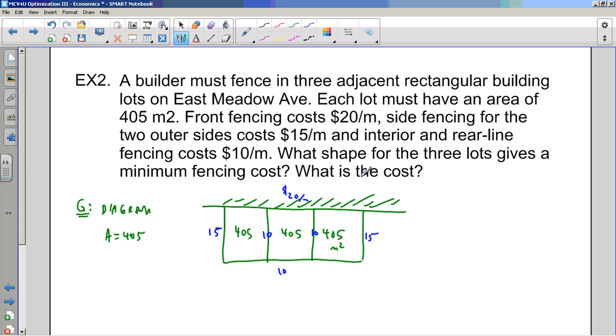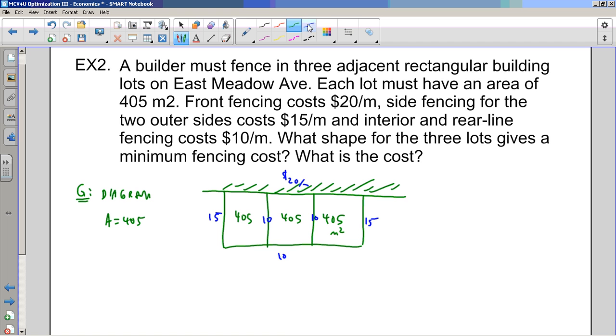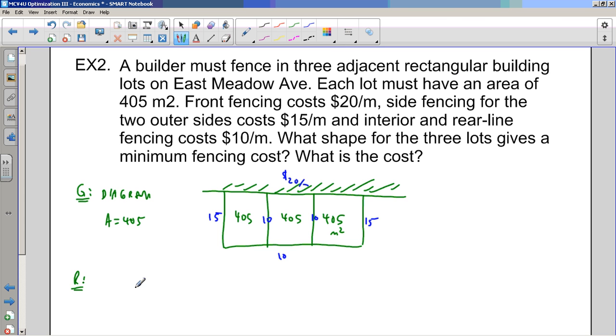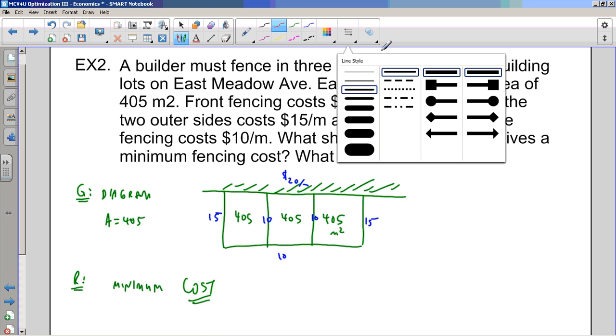So what shape for the lots gives a minimum fencing cost? So what are we after? What's required? We want to find the shape, so the dimensions, to minimize the cost. Minimum cost. Okay, well let's come up with a cost function. First of all, we got no variables here.